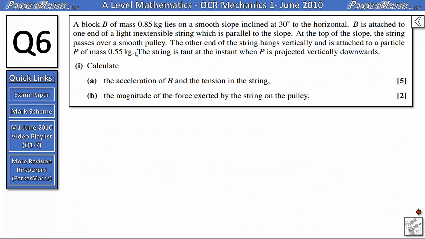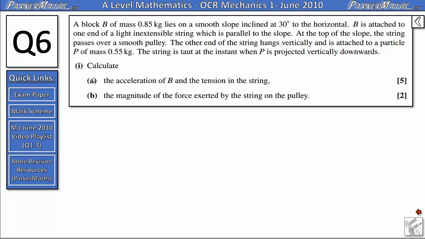In question 6, a block B of mass 0.85 kilograms lies on a smooth slope inclined at 30 degrees to the horizontal. B is attached to one end of a light and inextensible string which is parallel to the slope. At the top of the slope, the string passes over a smooth pulley. The other end of the string hangs vertically and is attached to a particle P of mass 0.55 kilograms. The string is taut at the instant when P is projected vertically downwards.